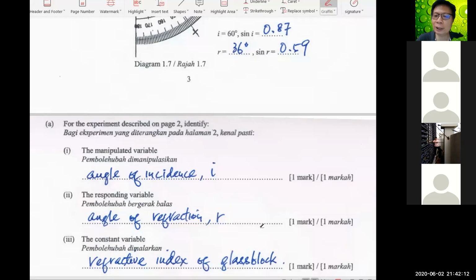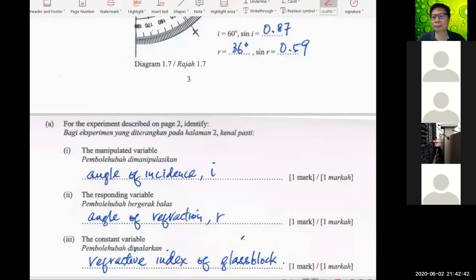Refractive index, the ability to refract the light. When you don't change the glass block, it means the refractive index is the same. So the ability to refract the light is also the same. So it's the refractive index of the glass block. If you don't know this, you can also write the density of the glass block. Also can. The density of the glass block.